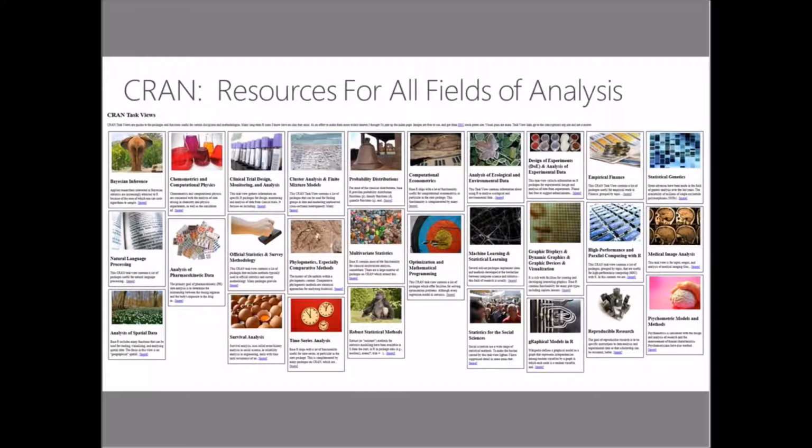Good. Yeah, so there's the Comprehensive R Archive Network. There's all kinds of algorithms here you can download for all kinds of analysis for all walks of life. Over here, Bayesian inference. Chemometrics and computational physics. There's all kinds of practices, studies, and fields of study in there that are available for analysis using all kinds of algorithms in there. Amazing stuff, and it keeps growing every day.